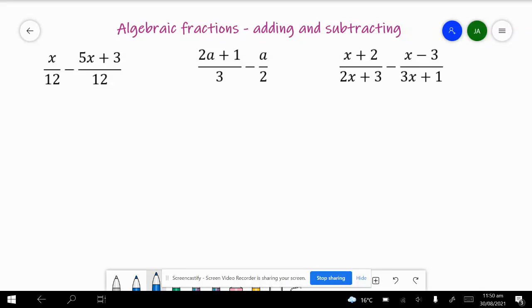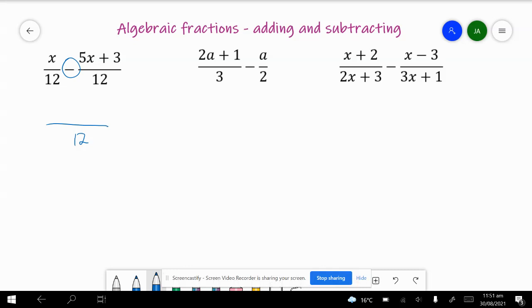So here we're adding and subtracting algebraic fractions. It is fine to do as long as you've got the common denominator. If you notice, this first one has got a common denominator of 12, but the other two haven't, so we'll have to work with those. So when we're adding and subtracting, the common denominator is going to be 12.